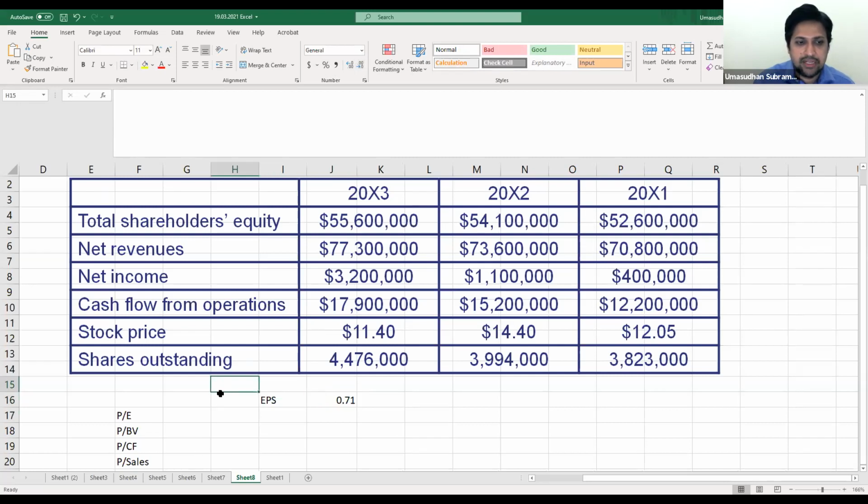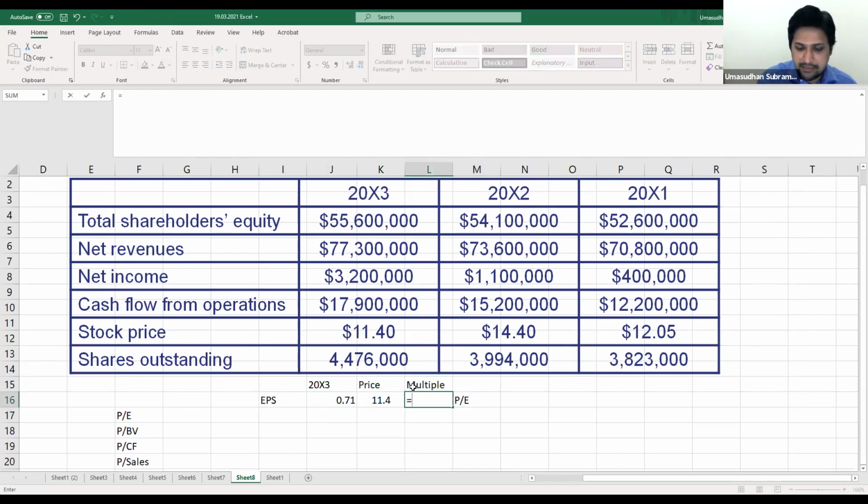Okay, and then what is your price? This is your EPS, and then here we have your price. So what is your price? Price is 11.4. I'm calculating it for 20x3. Okay, keep that in mind. 20x3 is what I'm calculating now. So price is 11.4, EPS is 0.71. And so what's going to be your PE ratio, the multiple? PE is going to be price divided by your EPS. Okay, 15.9, 16 times.